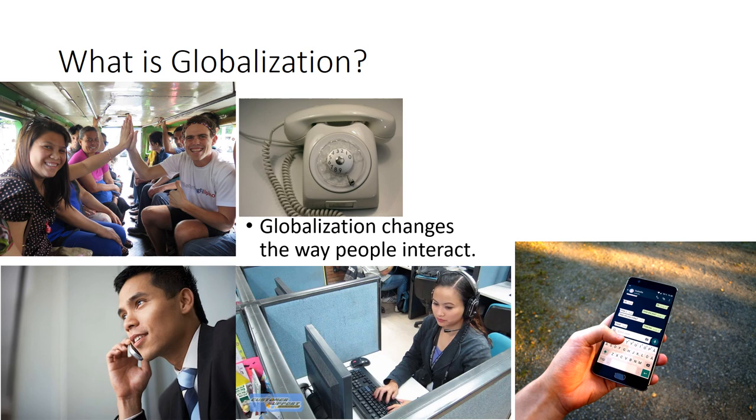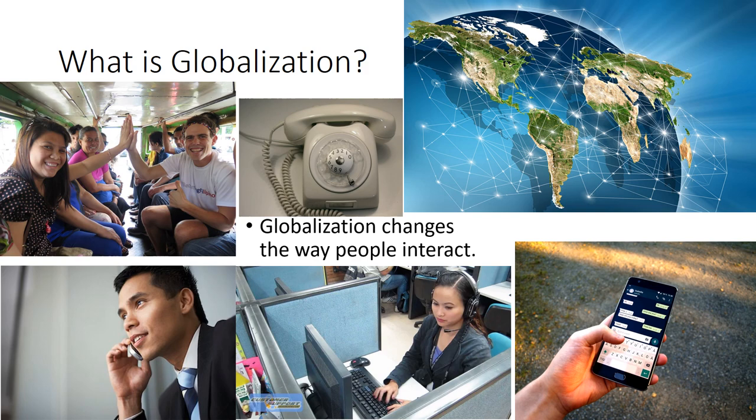And now, after the iPhone was invented, you can text and chat at the same time, call someone, and you can even see someone abroad. It's all possible because of the internet, and the world is getting smaller because of it. This is one effect of globalization, that we are able to see and interact with each other because of technology.